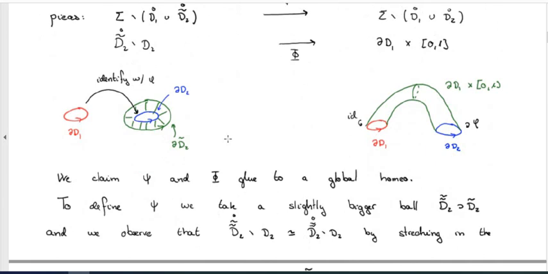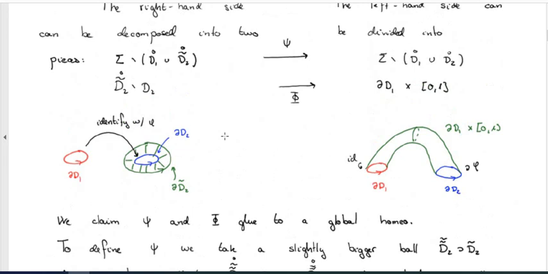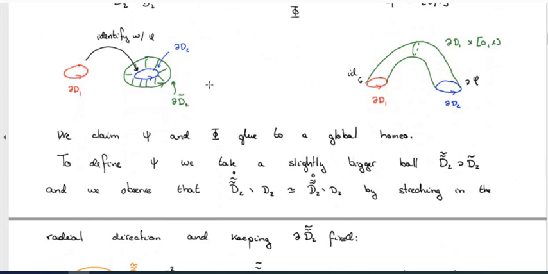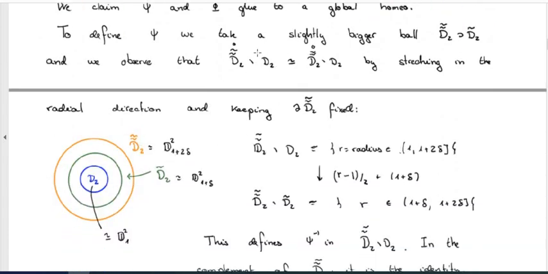All right, so let's look first at the first one, at psi. And the way I'm going to do it is basically I'm going to define the inverse of psi. It doesn't make a difference, but it's slightly easier, and it's what I wrote. So what is the picture? We pick a slightly bigger ball d2 tilde tilde, and I can take d2 itself. This was a disk, so we identify it directly with the disk. I identify d2 tilde with the disk of radius 1 plus delta, and d2 tilde tilde with the disk of radius 1 plus 2 delta.